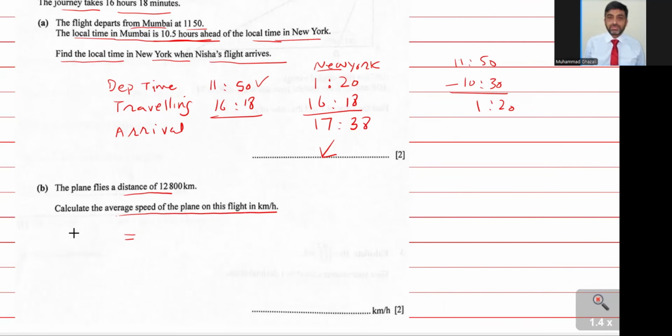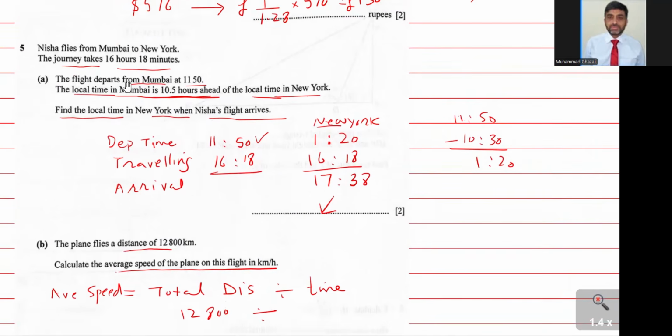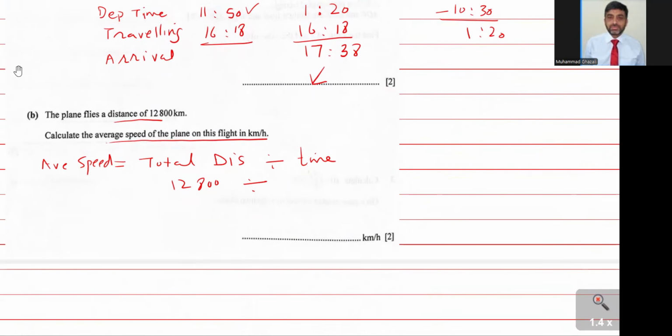Look here, the average speed formula is equal to total distance divided by total time. Distance here is 12,800 divided by time. Time here is 16 hours 18 minutes. We write this time as 16 hours plus 18 minutes. We will convert this time into hours.